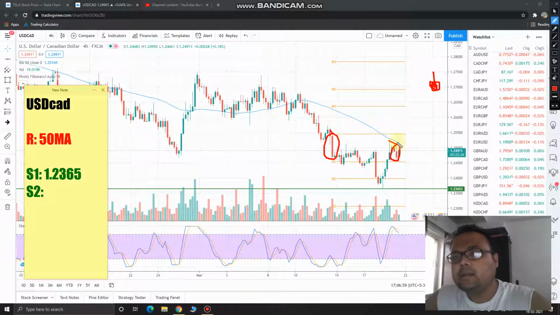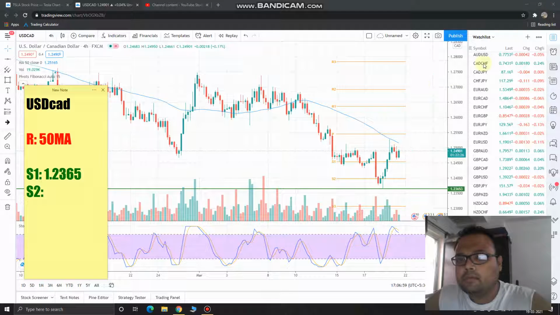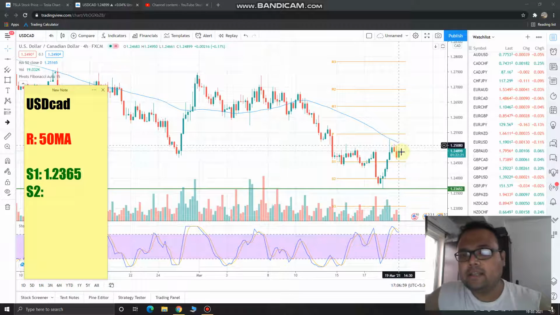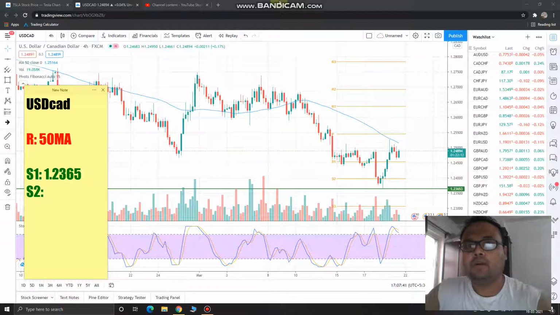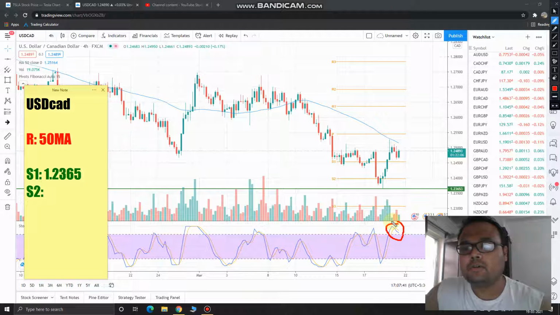Okay, we need a candle here. Right now there is a gap between the 50 moving average or the resistance and the candle. So let's wait for some time and let's see. Market will come down. Eventually it will come down. I won't say the market will fall drastically, but market will eventually come down because the stochastic RSI is also in the overbought zone. So market will come down to cool off a little.